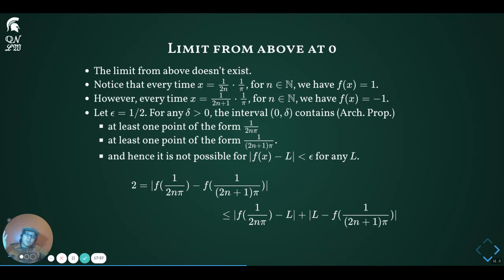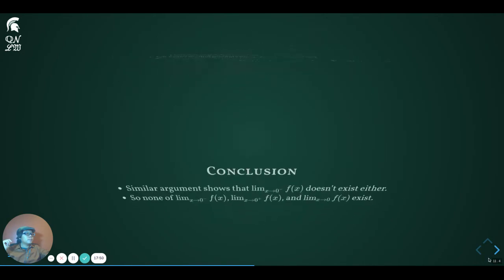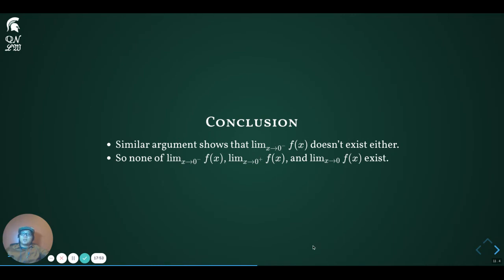For any putative limit L of the function, we check that L cannot both be close to the trough and to the crest. And this shows that there can, in fact, be no limit. Just to bring some finality, a similar argument using that the crests and troughs are also piled up on the negative side shows that there also cannot be a limit from below of the function f. And since neither the limit from above nor below exists, the limit without qualifiers also does not exist.